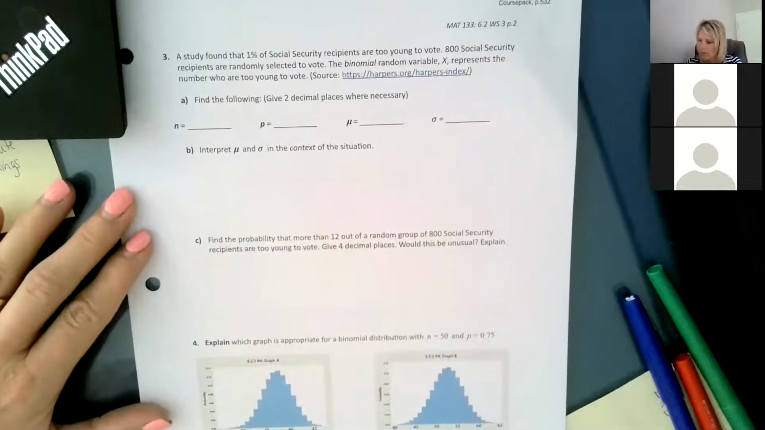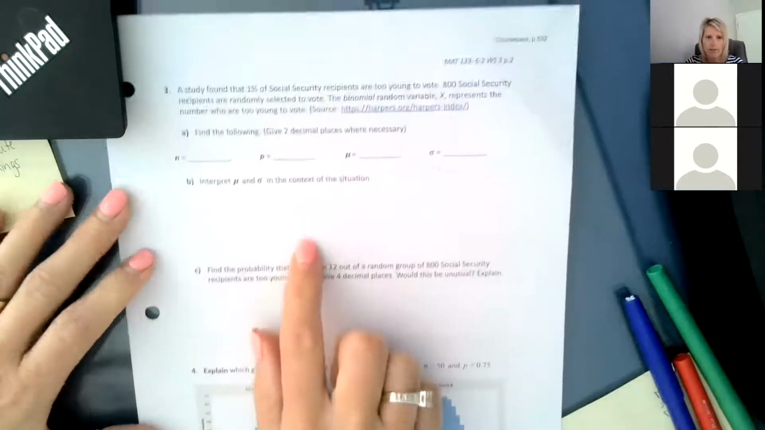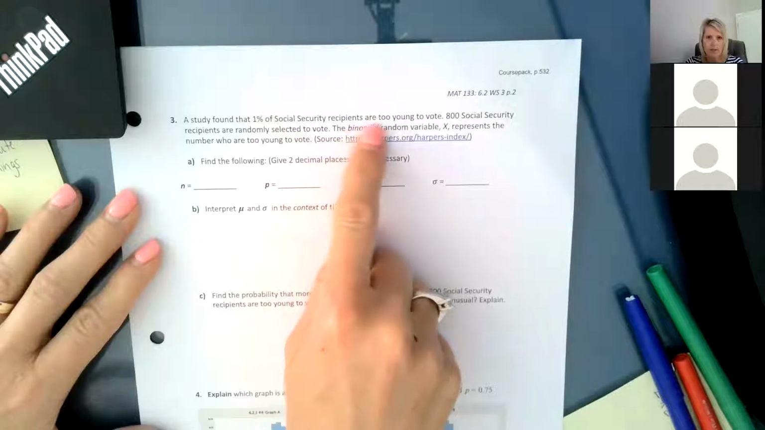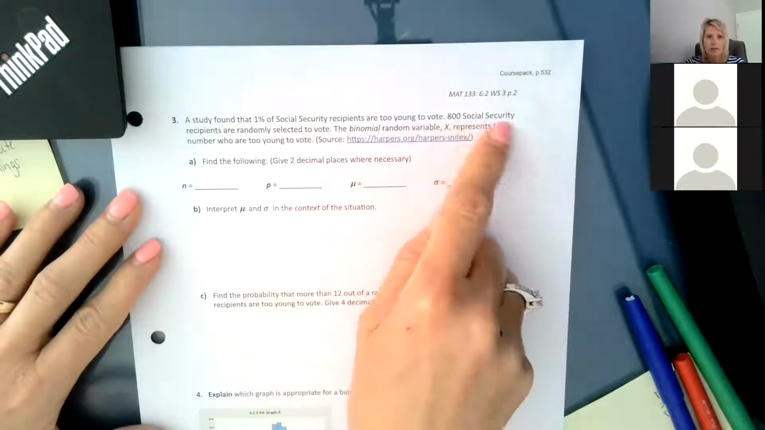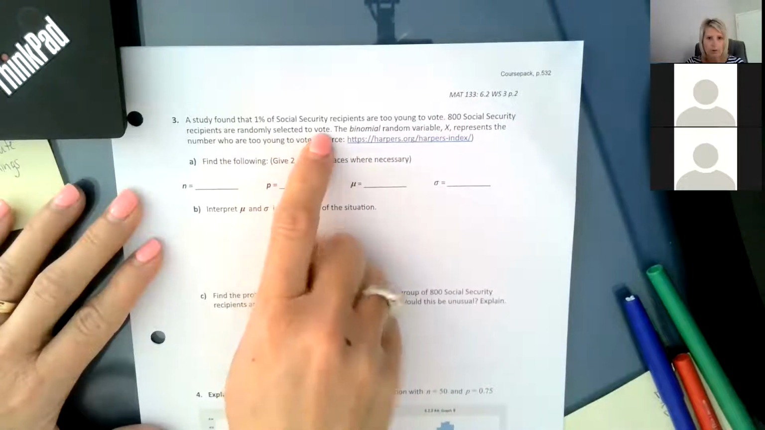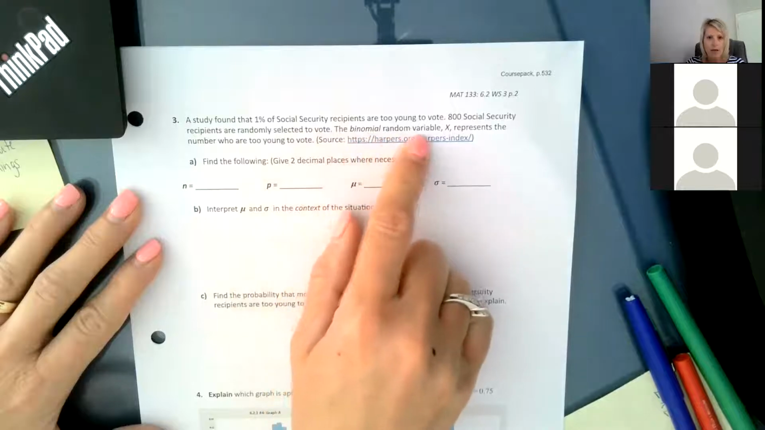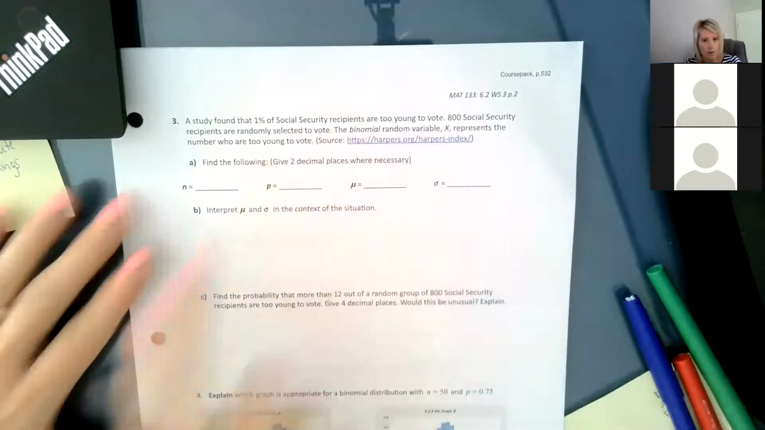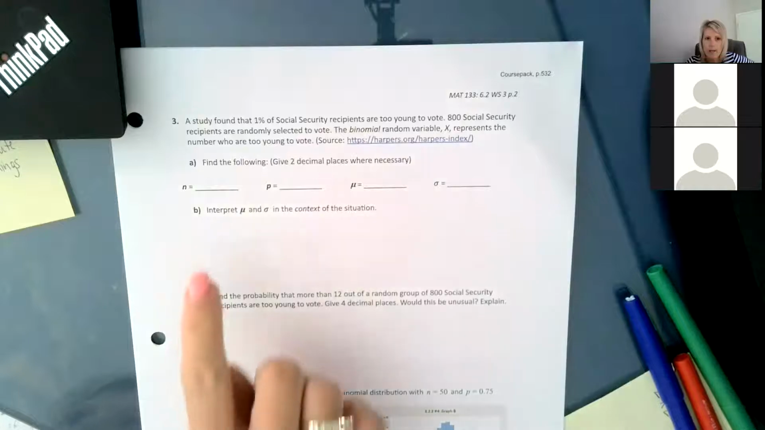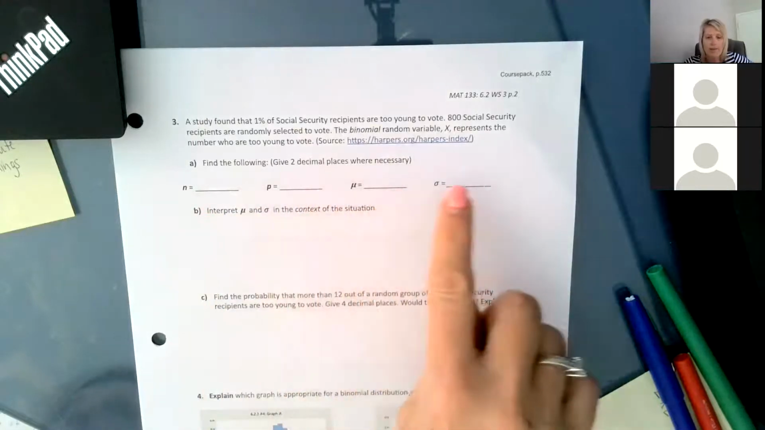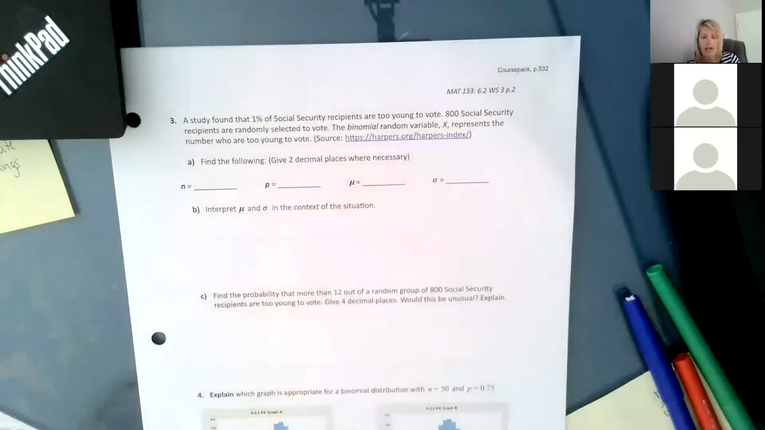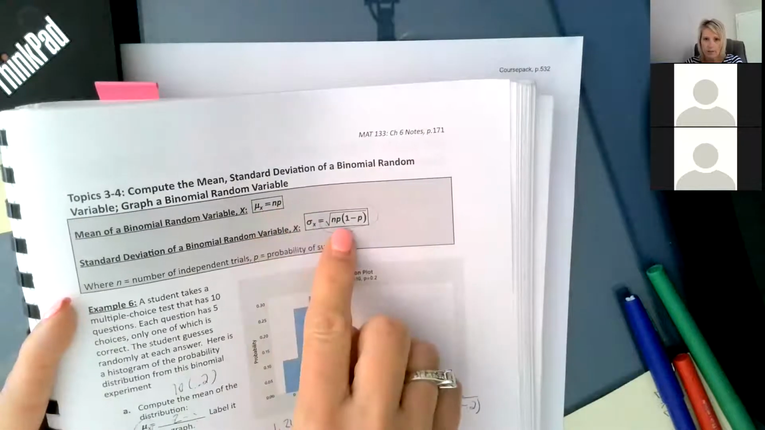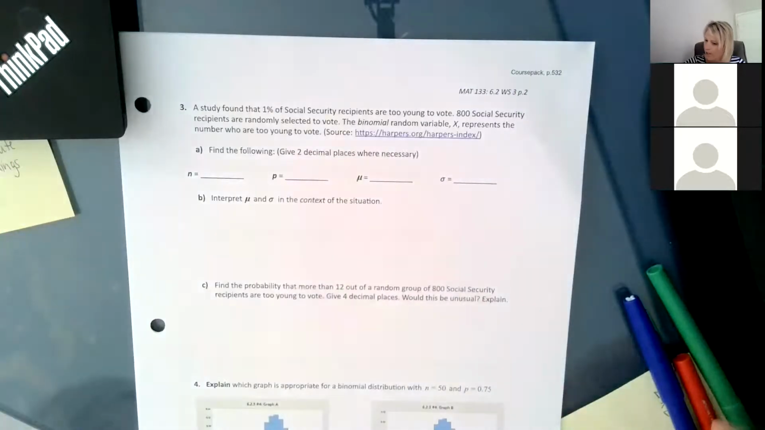So let's look at question number 3 here on page 532. It says, a study found that 1% of Social Security recipients are too young to vote. 800 Social Security recipients are randomly selected to vote. The binomial random variable X represents the number who are too young to vote. So we need to pull out what is N, P, the mean and the standard deviation. Remember, the formulas for standard deviation and the mean are on page 171 in your course pack. So we're going to pull those out here.